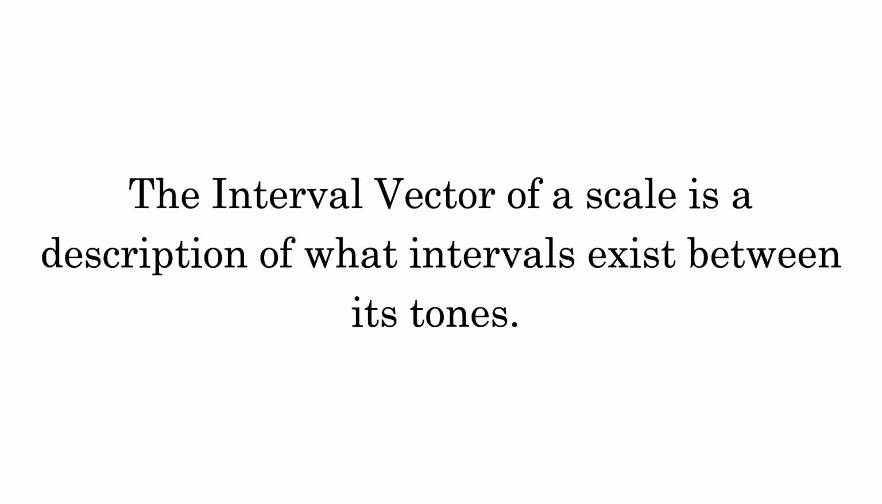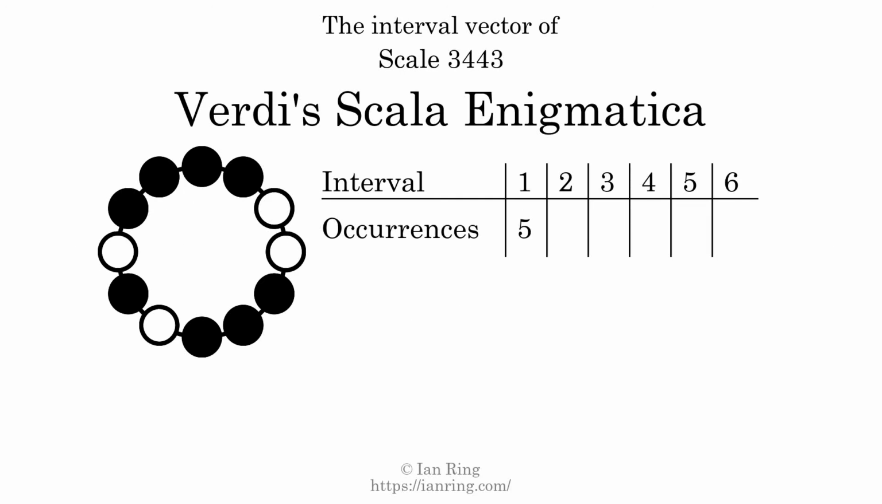The interval vector of a scale is a description of what intervals exist between its tones. There are 5 intervals with the size of 1 semitone. They are here, here, here, here, and here. There are 5 intervals with the size of 2 semitones. They are here, here, here, here, and here. There are 4 intervals with the size of 3 semitones. They are here, here, here, and here.